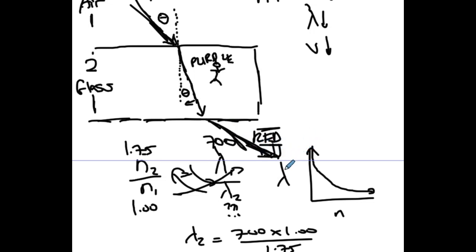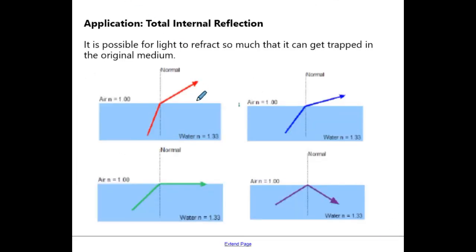And I'm going to do some demos later in class to kind of illustrate that. But yeah, hopefully that made sense. I'm going to move on to another example here, because the next thing we need to talk about is some applications of how refracting light is useful.